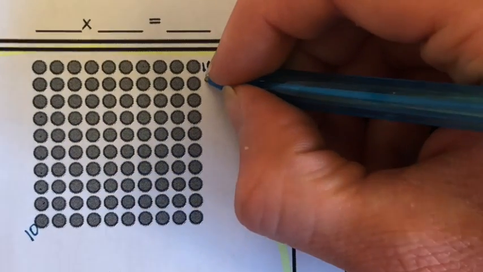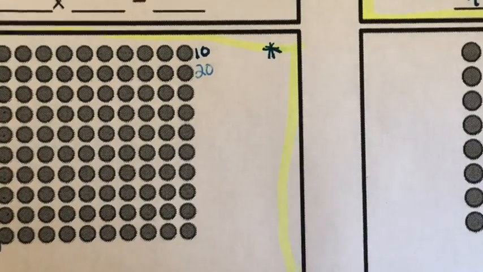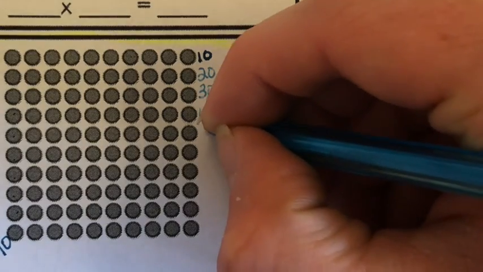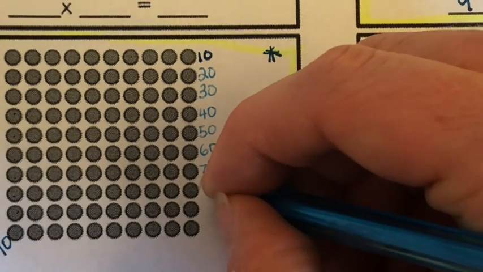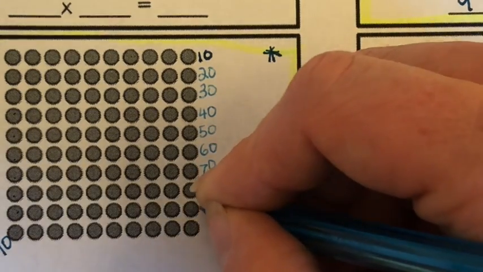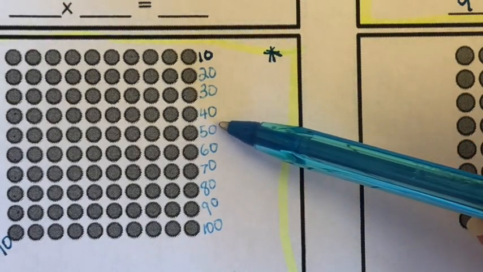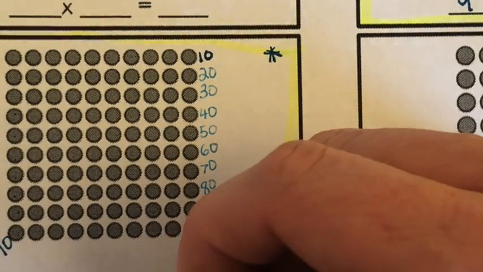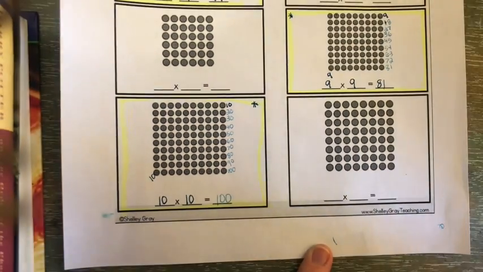So I've got 10. Let's skip count. 2 groups of 10 is 20. 3 groups of 10 is 30. 4 groups of 10 is 40. 5 groups of 10 is 50. 6 groups of 10 is 60. 7 groups of 10 is 70. 8 groups of 10 is 80. 9 groups of 10 is 90. And 10 groups of 10 is 100. Okay, so let's skip count. 10, 20, 30, 40, 50, 60, 70, 80, 90, 100. Okay, so now I'm going to zoom out.